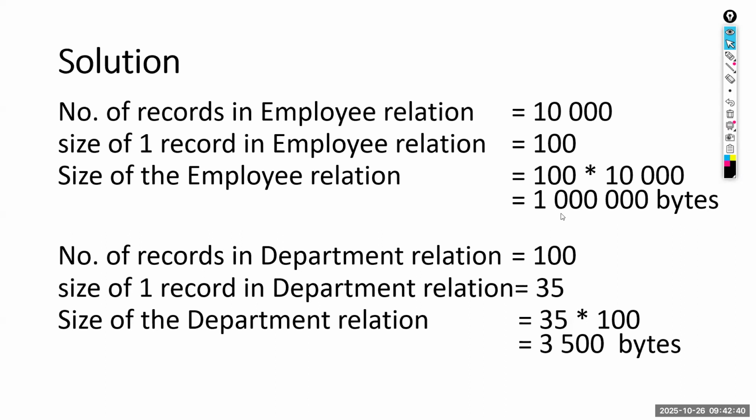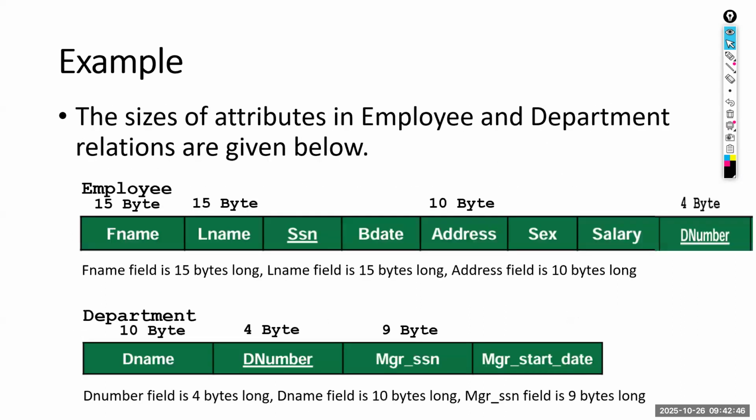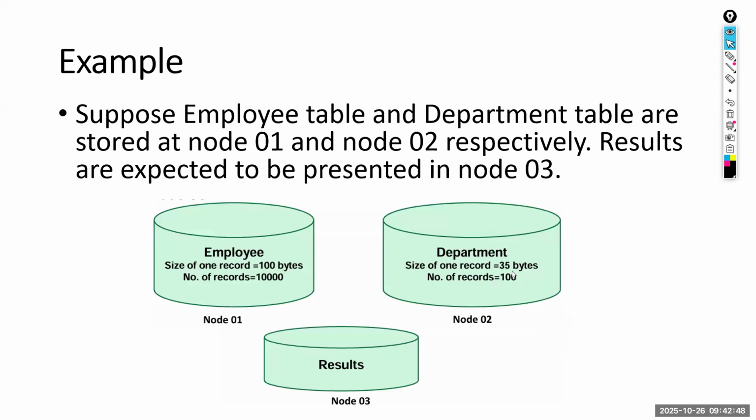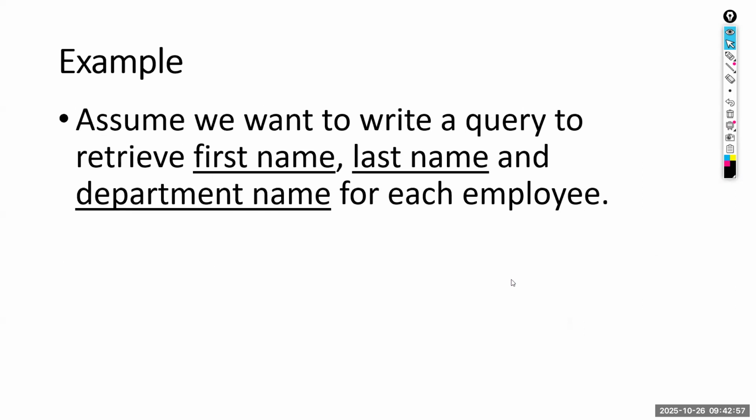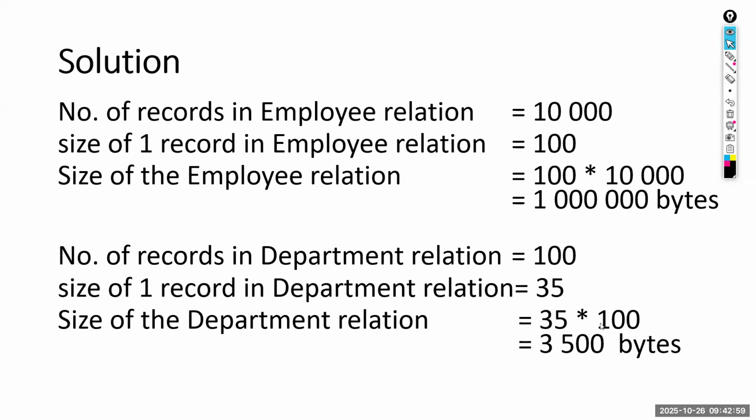1 million byte, because we are going to take that data to site C, site 3. What about the second site? Node 2. We have 35 byte into 100. Each record is 35 and we have 100. That is 35 into 100 bytes. That is 3,500 byte.